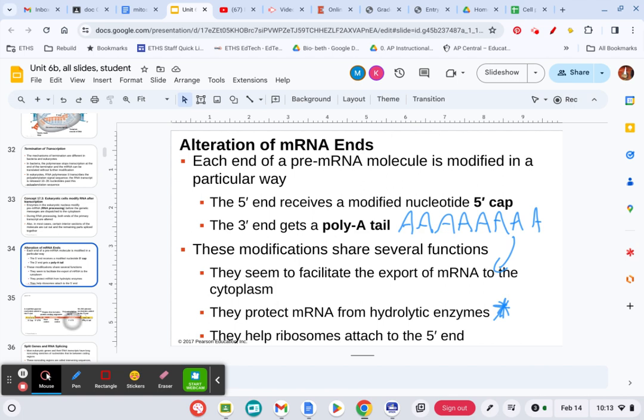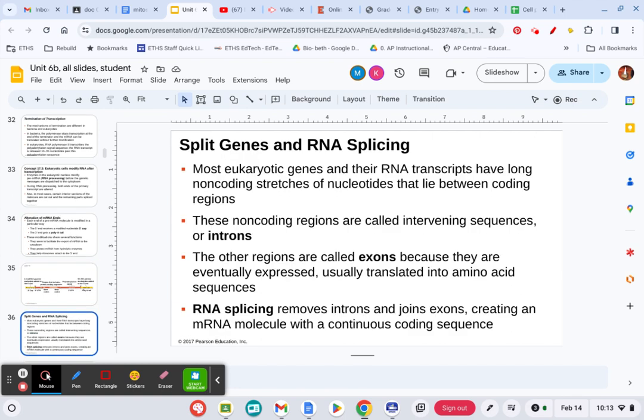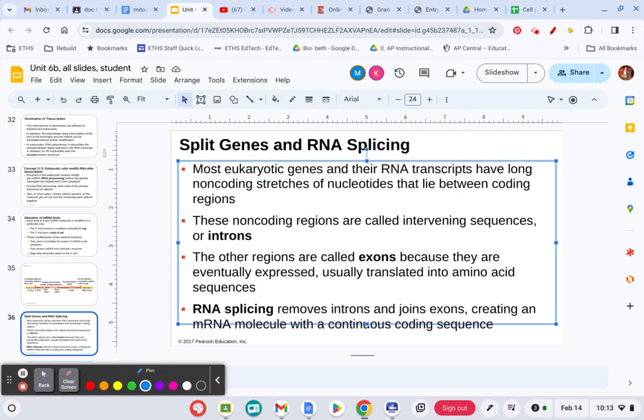But there's one more thing that we need to talk about, and let me actually move to that slide first, and I'll come back to that in a second. Most eukaryotic genes, and this is important because this is in eukaryotes. This is not in prokaryotes, and that is a question that they like to test you on. They like to say prokaryotes, and then things change with regards to what your answer is going to be. We're talking about eukaryotes here.